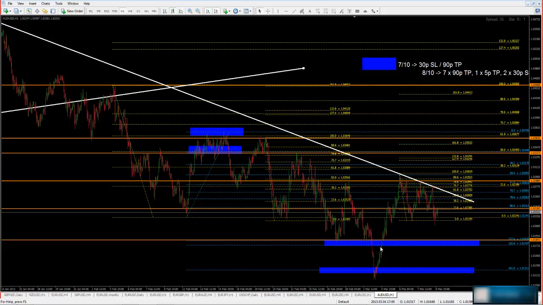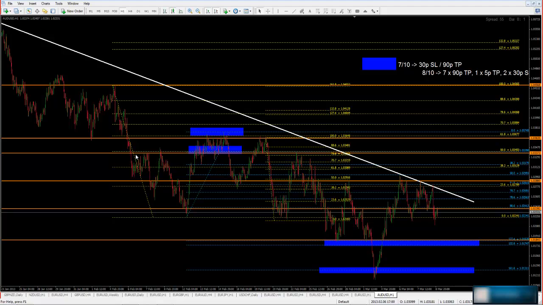With this strategy, you will lose if you don't choose the right swings to draw your fibs. You will have one losing trade when the trend will change. Let me clear this and this one and these lines.